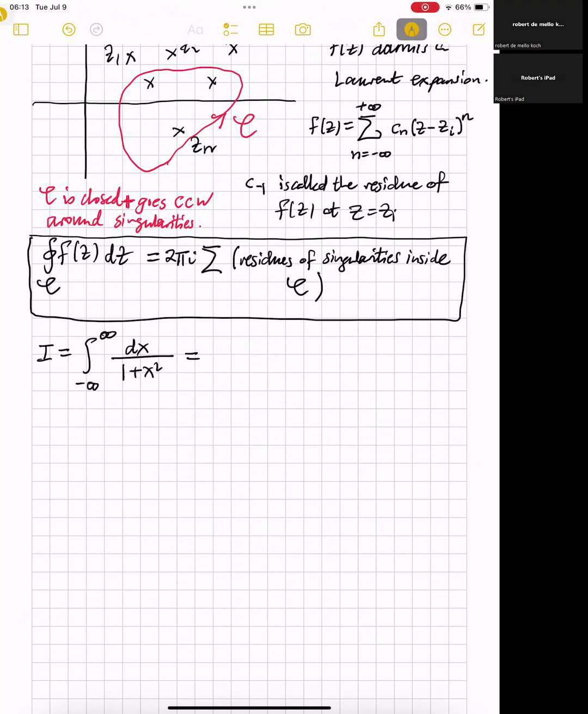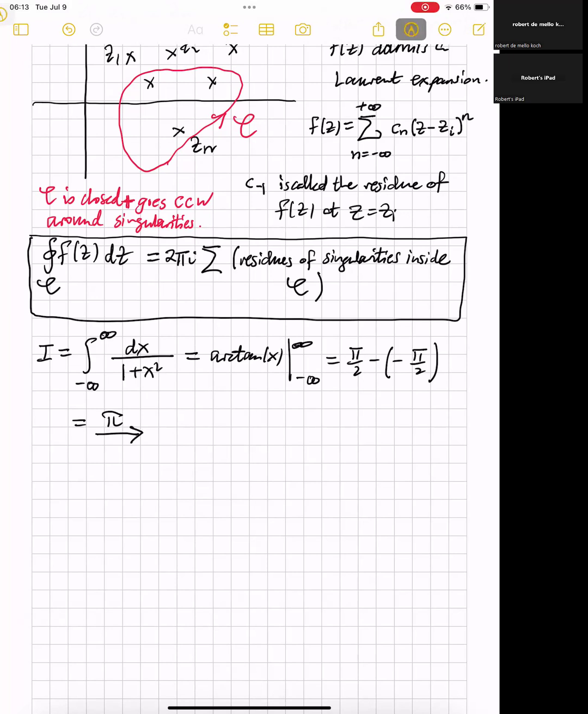Well, I think you all know how to do that integral. This is just the arctan of x, evaluated between infinity and minus infinity. The arctan of infinity is pi by 2, minus the arctan of minus infinity, which is minus pi by 2. So we'll end up getting an answer of pi for this integral.